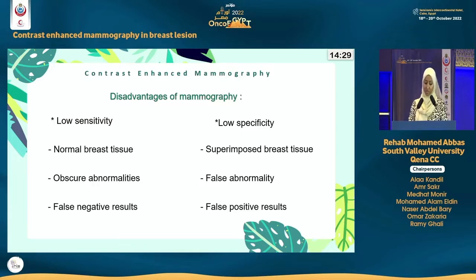Since اللو sensitivity بتاعته ان ممكن يكون في عندنا normal breast tissue obscure abnormalities وراه، فبالتالي بيدينا false negative result. اللو specificity ان هو بيبقى superimposed breast tissues، بيبقى normal glandular tissue superimposed على بعض، فبيدينا false abnormality اللي بتدي false positive result.